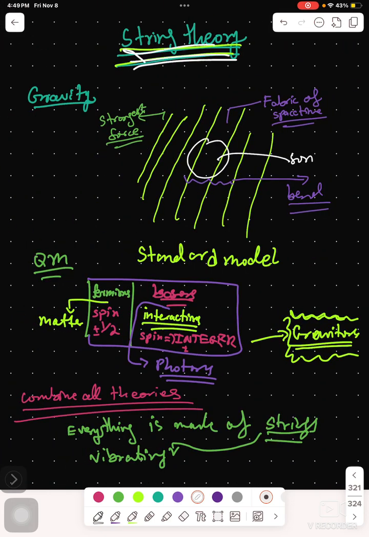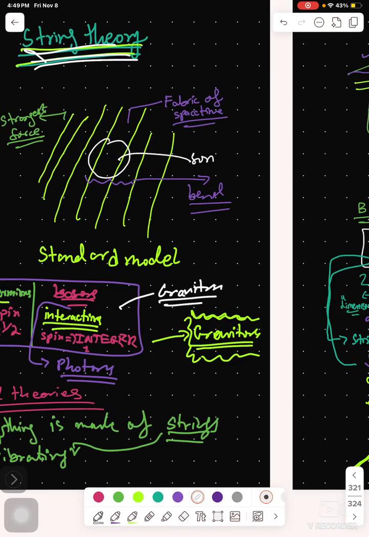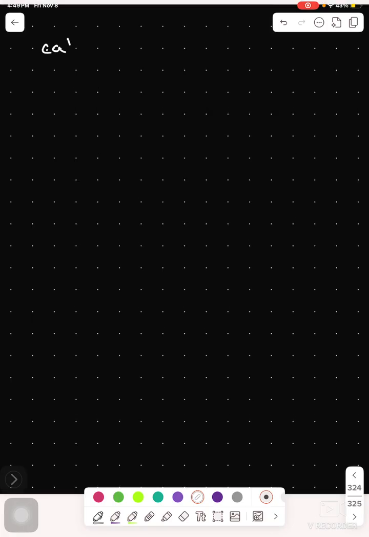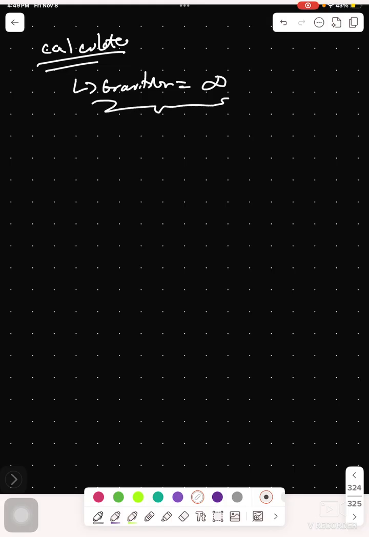String theory has the upper hand, in my opinion, because it explains most of the problems. Gravitons are possible in string theory, but if we look at everything as particles and add gravitons to the equations when we do the calculation, the value we get will be infinite, and that's not possible.